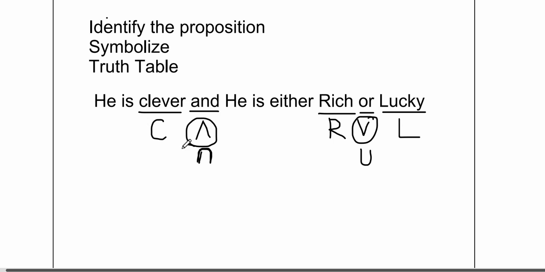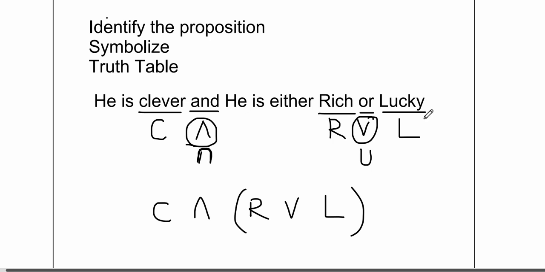Now, the way to write this is, we first see what two constants are joined. So these are constants: rich, lucky, clever. So rich and lucky are joined by or. So we can first write C and R, L, leaving some spaces in between, or. So we have clever and rich or lucky. Now this has to be put in a bracket because this is together, after the and.